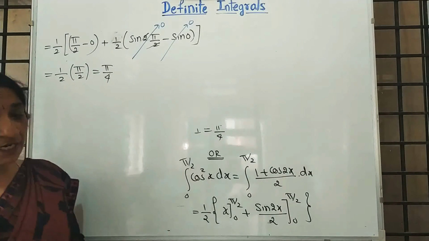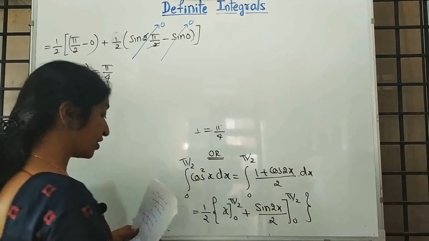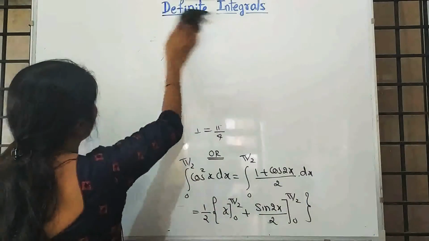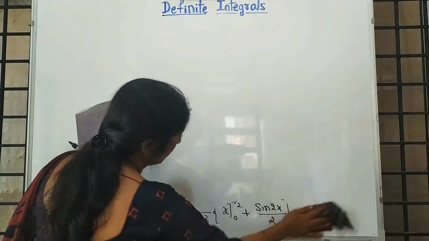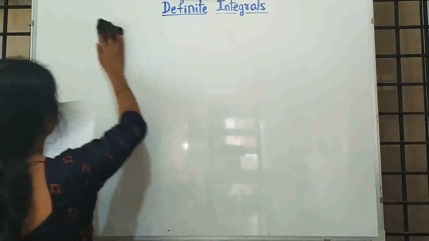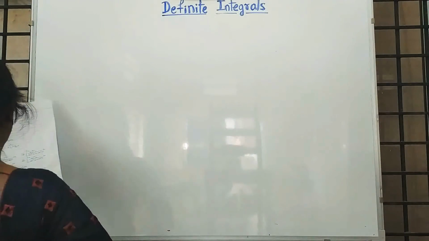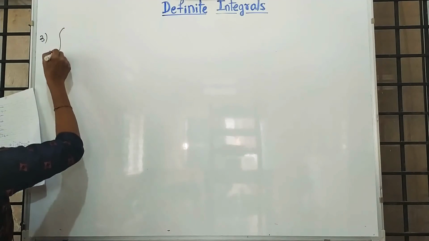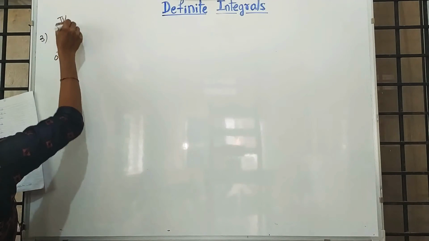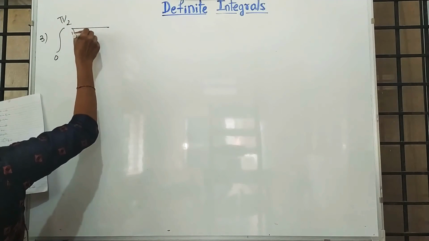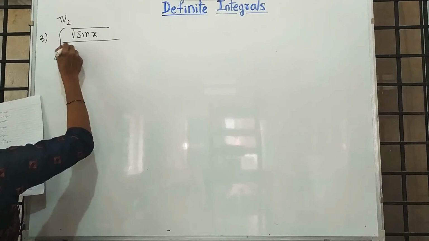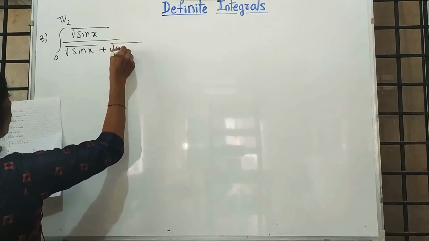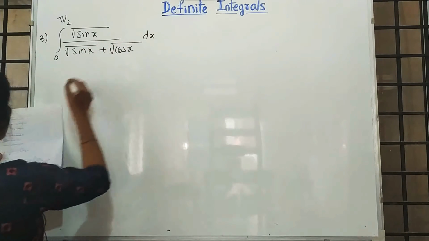Moving to similar examples, I will give 4 questions as homework for you. I think there is no need to explain them because they are very simple, but I will explain in the next class. Write down the homework questions. 0 to pi by 2 root of sin x plus root of sin x root of cos x into dx.